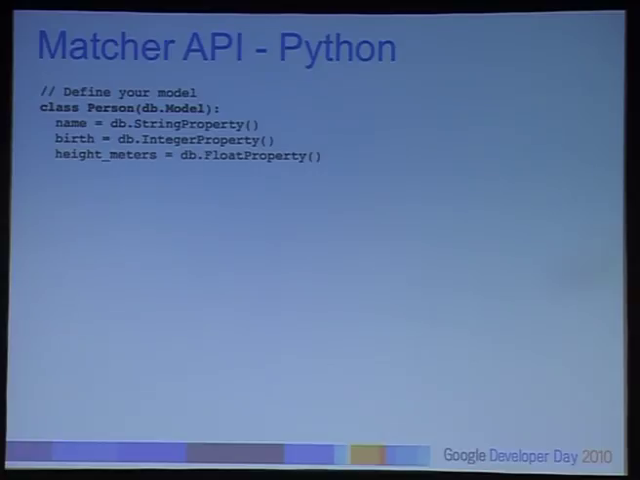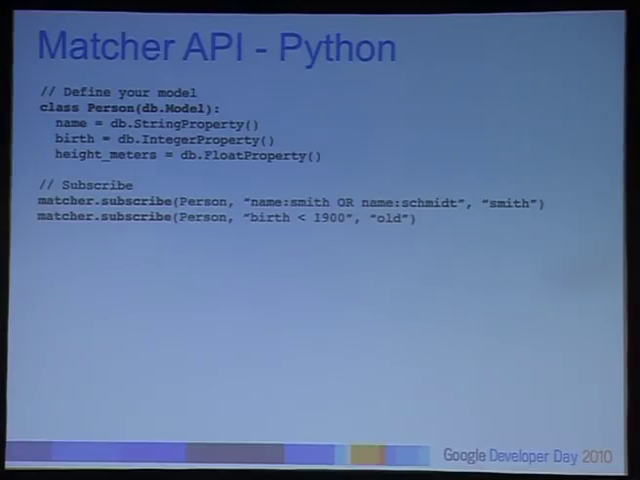We define our model, which is just a regular datastore entity. We have a few properties on it. This person has a name, a birth, and a height in meters. We generate our queries. So for example, we look for all people whose name is Smith or Schmidt. We're looking for all people that were born before 1900, and anyone who's taller than 2 meters.